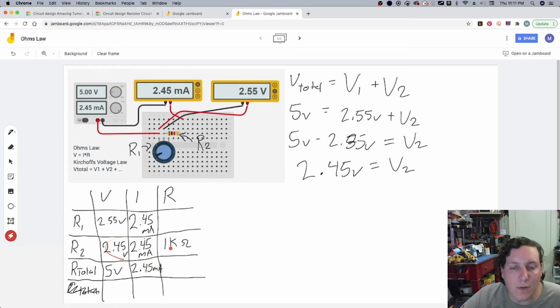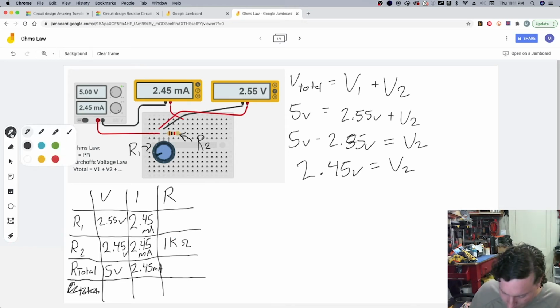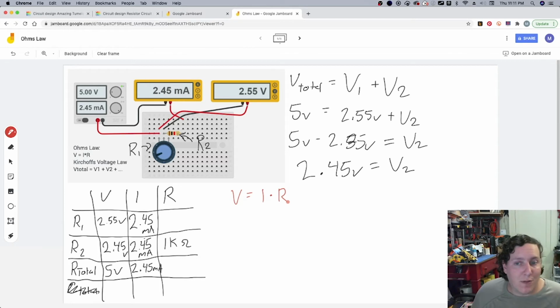Now, we also know that that 1K resistor is what we expect. We literally measured that. So this is where we can use math to check our values and make sure that we're on the right track. Going back to drawing a little bit, we'll change the colors for this one. Maybe red. And we're basically using Ohm's Law, V equals I times R, to figure out if we're using the right numbers.